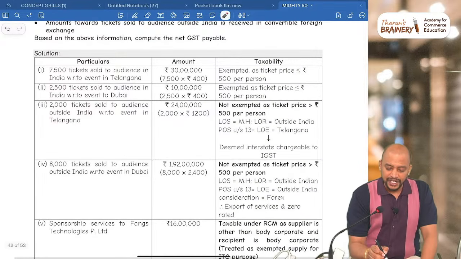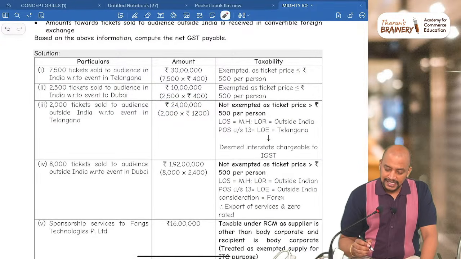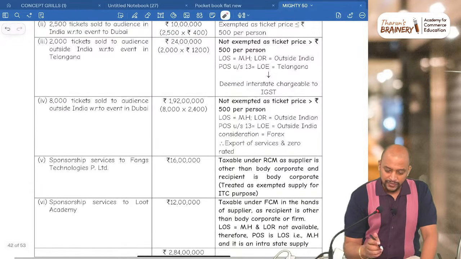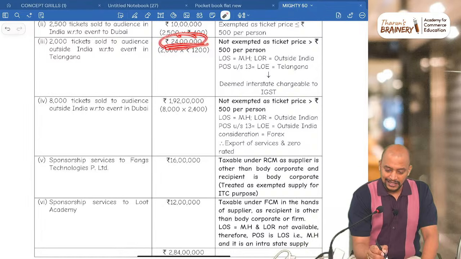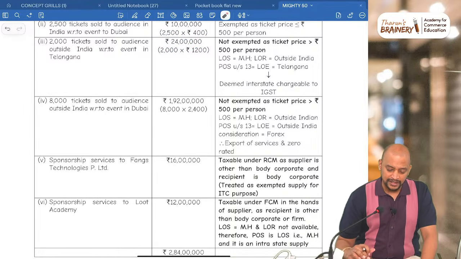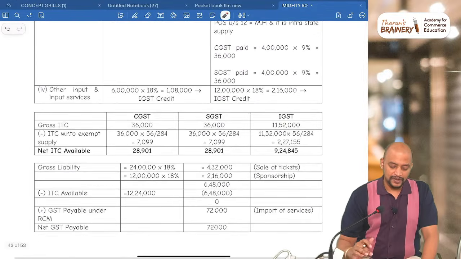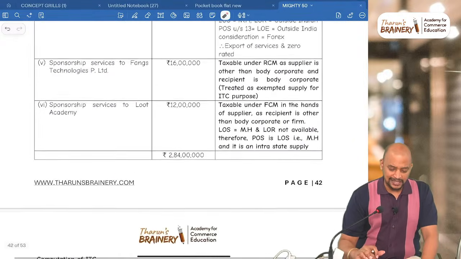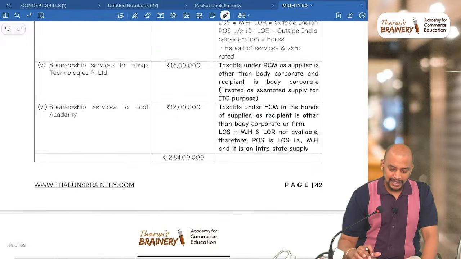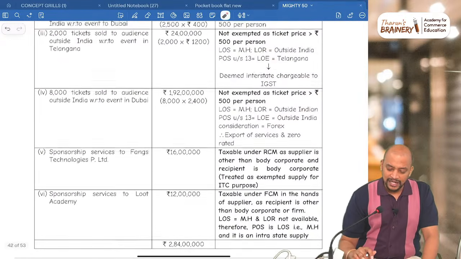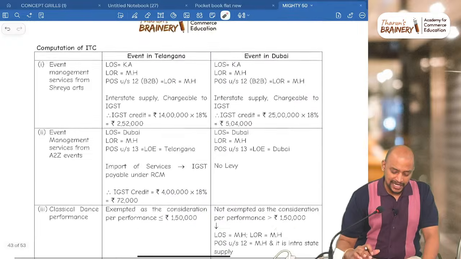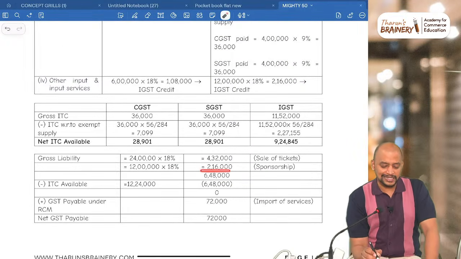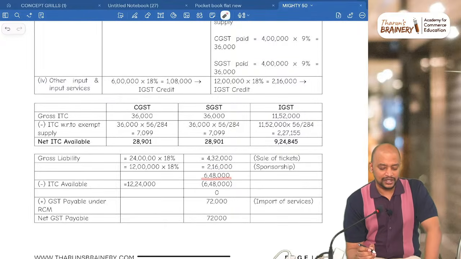Here 24 lakhs is interstate, so 24 lakhs into 18%. How much? 4 lakh 32,000 IGST liability. They did not ask for separation, but we will try to do that, and this will be intrastate. Remaining will not come. So 12 lakhs into 9% CGST and 9% SGST, 2 lakh 16,000 each. So 6 lakh 48,000. Okay.